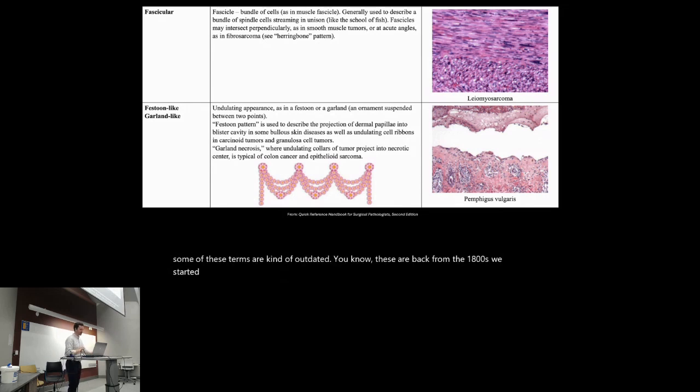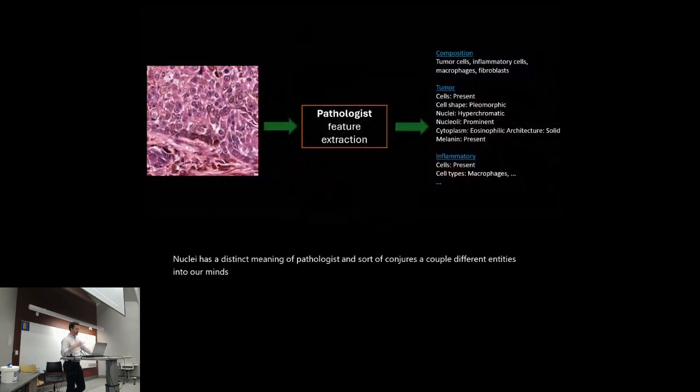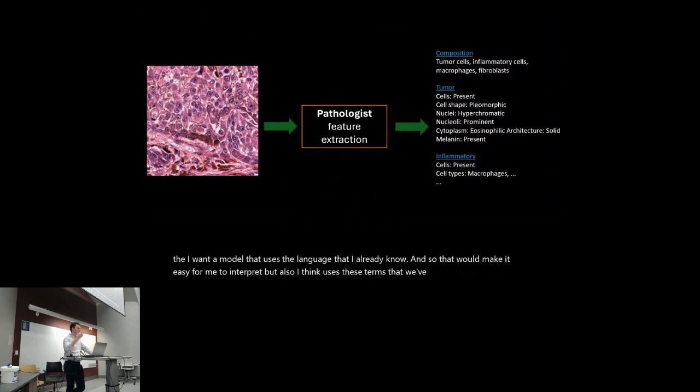We started using words like festoon-like. And pathologists, we love our food analogies. So the term coffee bean nuclei has a distinct meaning to pathologists and sort of conjures a couple different entities into our minds. What I really want is kind of like a pathologist feature extraction, where I want a model that uses the language that I already know, which would make it easy for me to interpret, but also uses these terms that we've shown over 200 years to be important in these images.